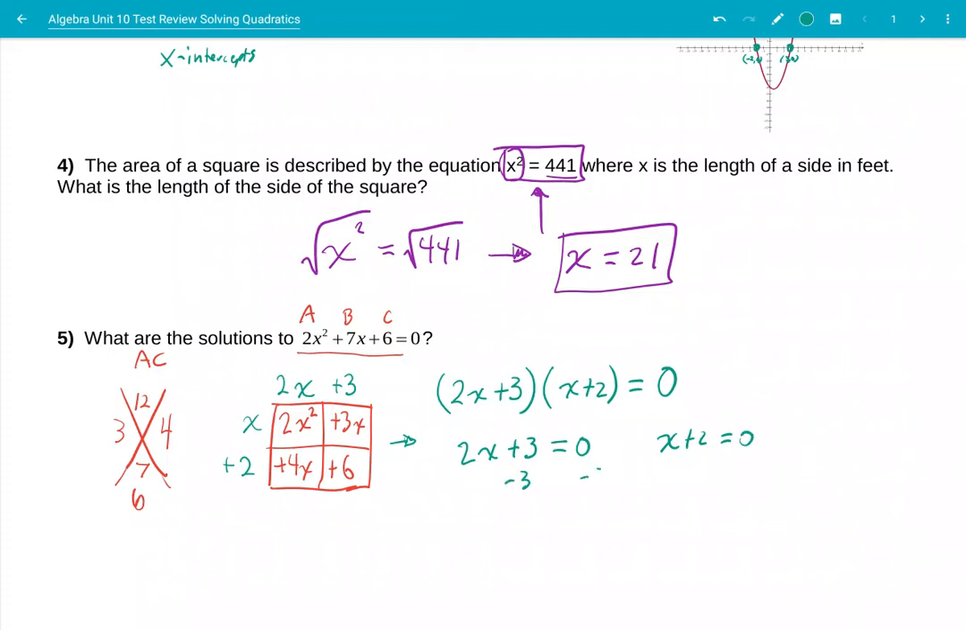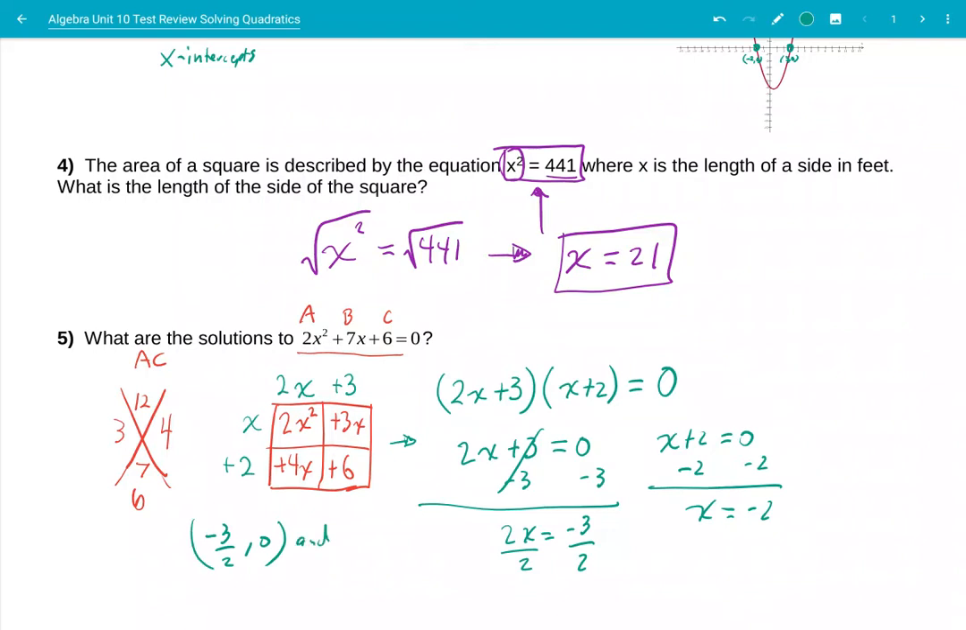So I'll subtract 3 from this side, and that gives me 2x equals a negative 3. Divide by 2. x is minus 3 halves, and then this one over here I just need to subtract 2, and x equals a minus 2. So my solution is this: minus 3 halves, comma 0, and minus 2, comma 0.